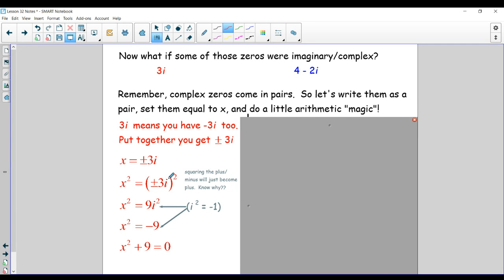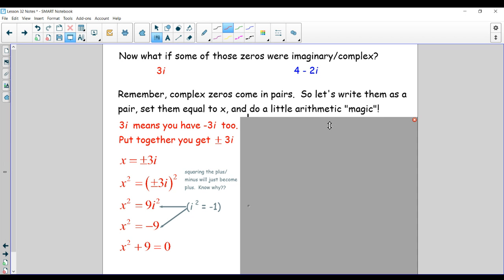So 3 squared is 9. i squared, remember, is equal to negative 1. And because of that, I would replace that with negative 1. Negative 1 times 9 is negative 9. So x squared is equal to that. Move the 9 over to the other side, and I now have my factor of x squared plus 9.